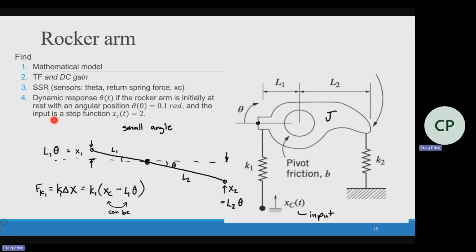You can do a similar thing for K2. It just doesn't have a delta. The pivot friction is just going to be a torque, so that's directly related to theta dot as that thing's spinning. So I'm going to give you some more time to work on this. Our goal is to get to the mathematical model, get to the transfer function, then find DC gain.